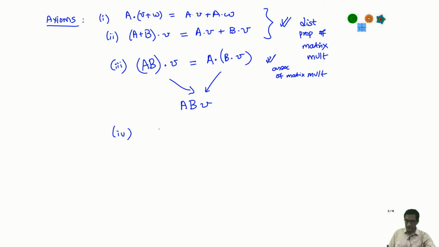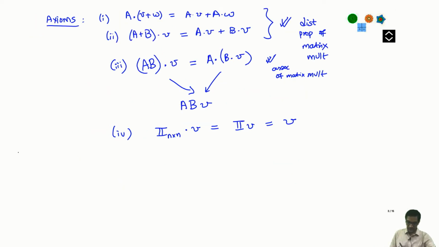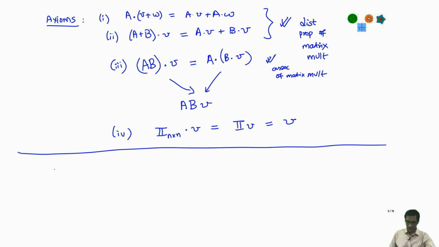So the matrix ring Mn(R) has the identity matrix I, n cross n, and the identity matrix acting on a vector V is by definition their usual matrix product. Of course, if you multiply the identity matrix with anything, you get back V. Okay, so all the axioms are satisfied. So here is an example of a left module. This space V of n cross 1 column vectors is a left module over the ring Mn of K.